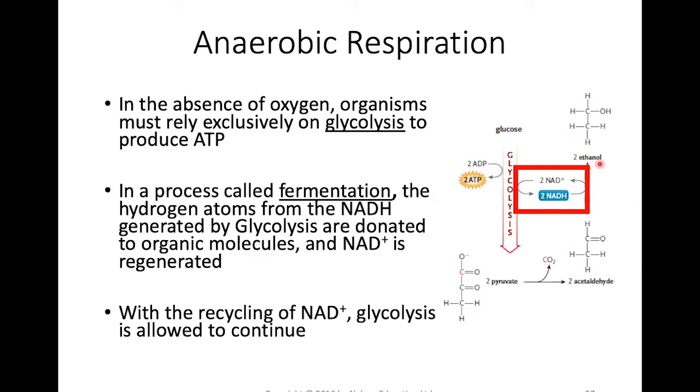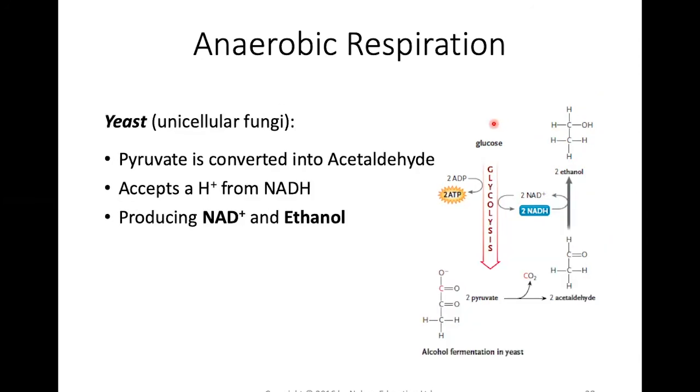All right, well, this process of fermentation, this is how all alcohol is made. This is how beer is made. So an example here with yeast, which are a unicellular fungi. Remember that exception to the fungi kingdom. They're typically eukaryotic multicellular. The yeast are unicellular. In this case, pyruvate is converted into acetaldehyde, which then accepts that hydrogen from the NADH, producing the oxidized NAD+ and ethanol.